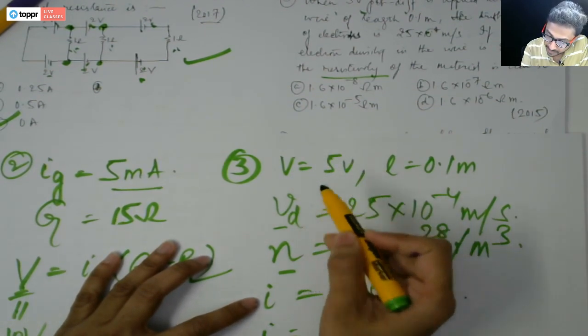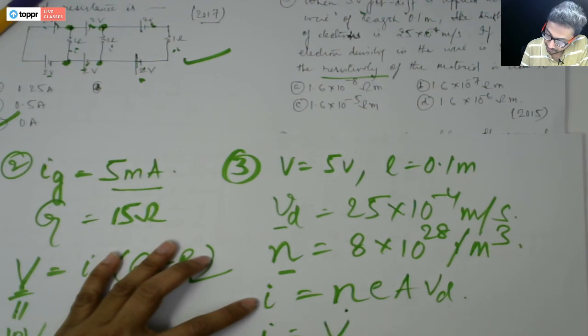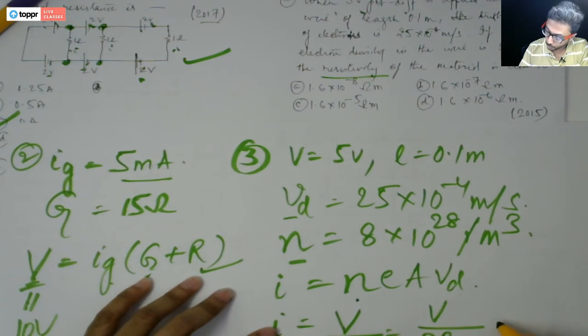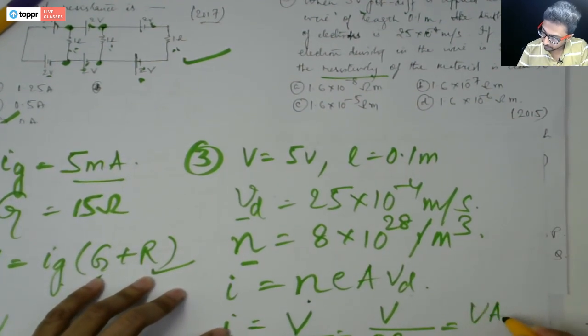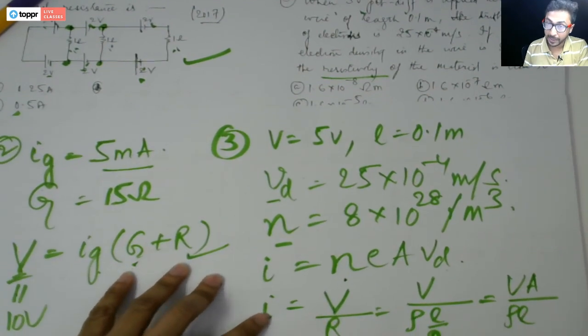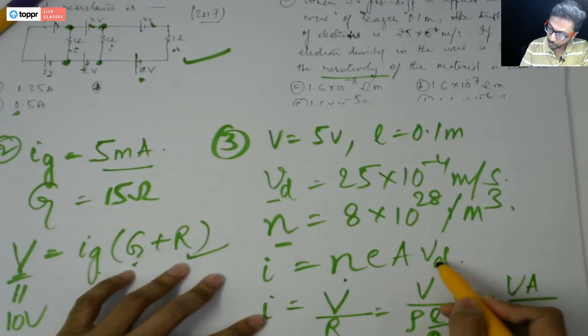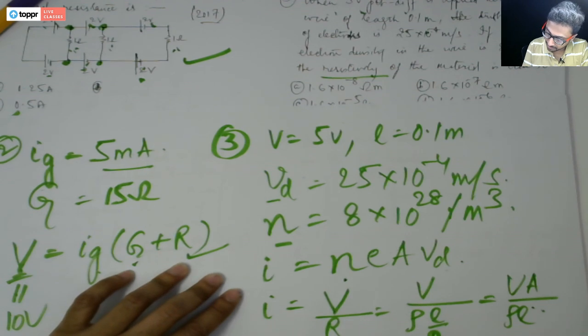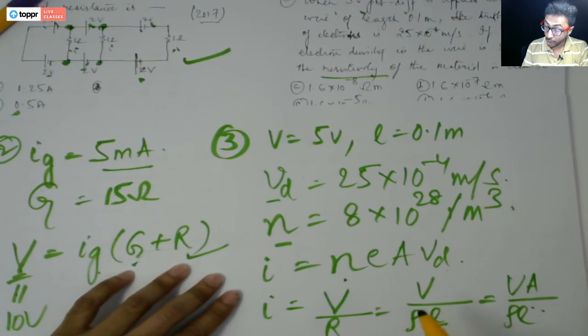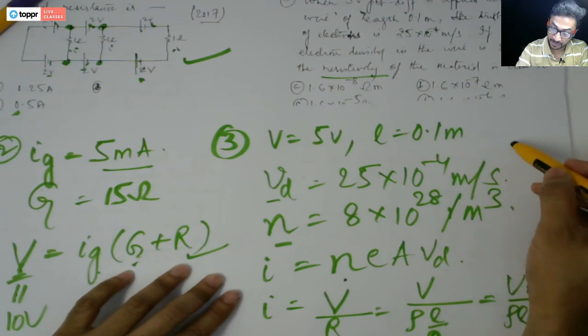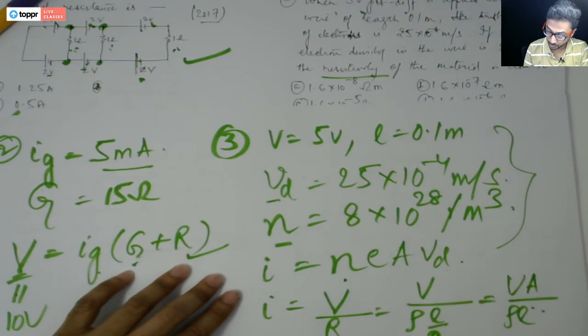So V, the potential difference applied, is 5. I we can write as V by resistance, and resistance we can write as rho L by A. So it becomes V A by rho L. Now if we equate this to the other equation, it becomes V A by rho L equals N E A Vd. Cross-section area is not given in the problem, so A cancels out.